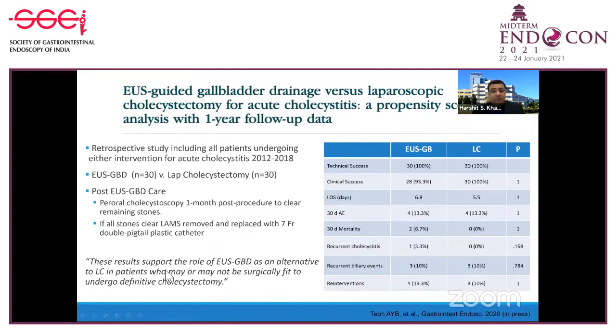The authors did post-EUS-GB care where they performed per oral cholecystoscopy 1 month post-procedure to clear any remaining stones, which has also been my practice. And if all the stones are cleared, the LAMS can be removed and replaced with a 7 French double pigtail plastic stent. So these results suggested that EUS-guided gallbladder drainage could be an alternative to laparoscopic cholecystectomy in patients who may or may not be surgically fit to undergo definitive cholecystectomy.